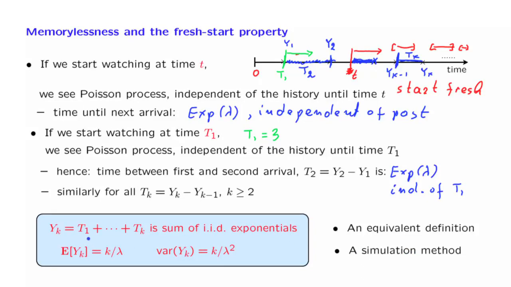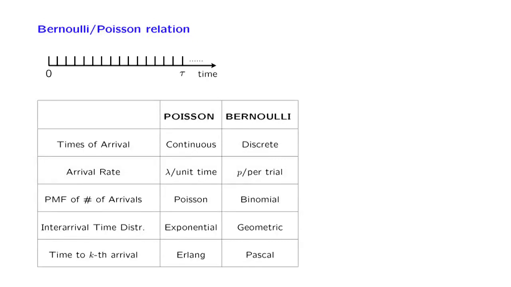We generate independent, identically distributed exponential random variables using, for example, a random number generator, and then use these exponential random variables to construct the values of the interarrival times, and this way construct a complete time history of the Poisson process. Let us now take stock and summarize what we have done for these two processes, the Bernoulli and the Poisson process and their relation.